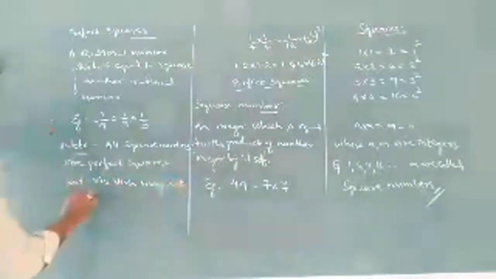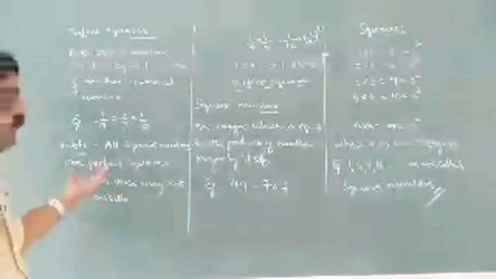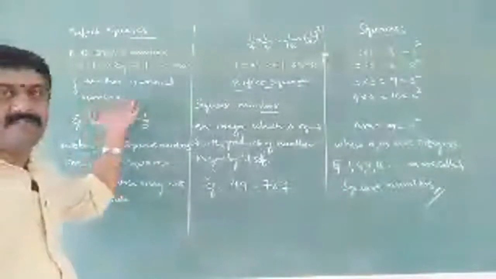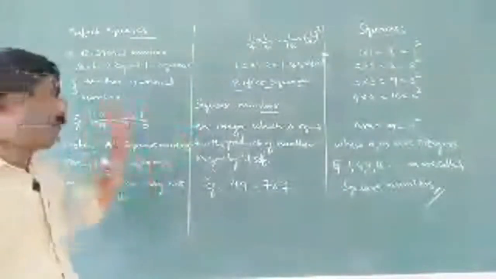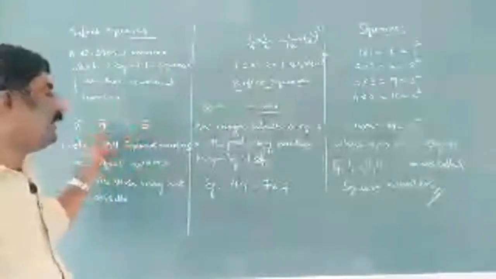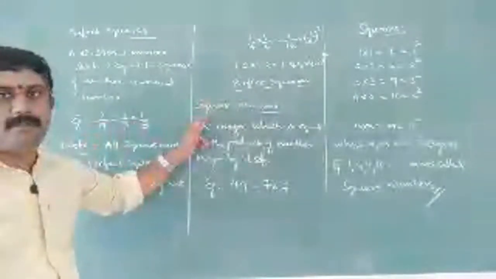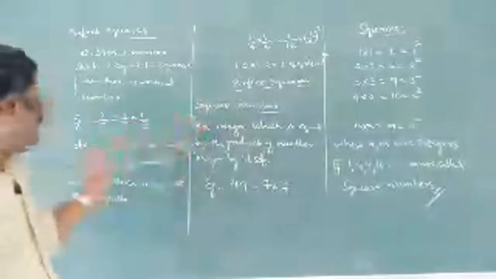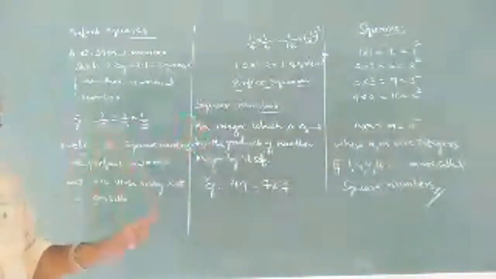This may not be possible at all times. Of course, if you are taking an example of a rational number as an integer, then it is possible. But if you take the rational number 1 by 3, then 1 by 3 into 1 by 3 is equal to 1 by 9, and it cannot be a square number. So this is the difference between perfect squares and square numbers.